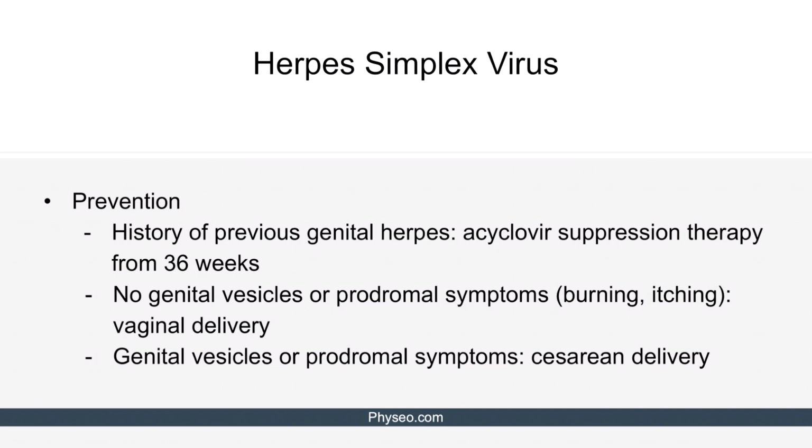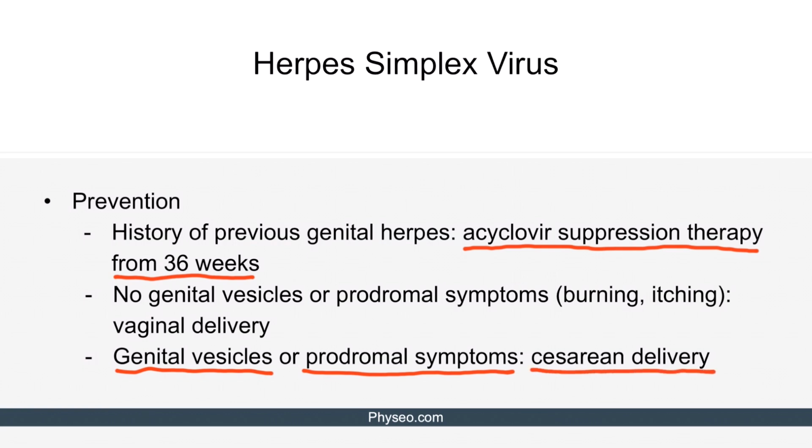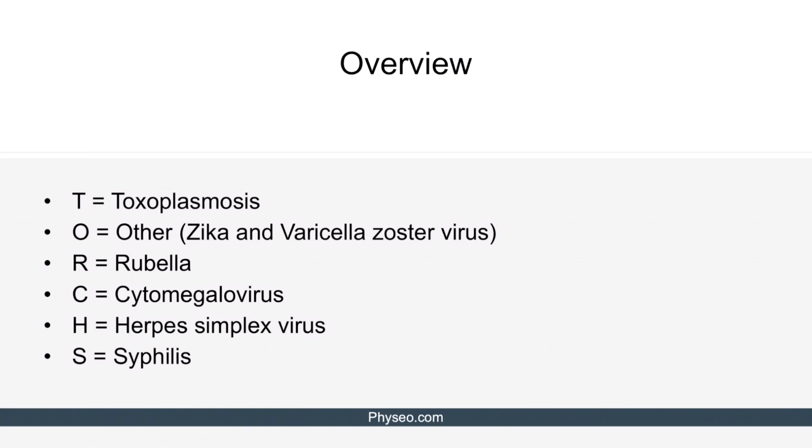If the mother has a history of previous genital herpes, she should be on acyclovir suppression therapy from 36 weeks of gestation until delivery. If at the time of labor there are no genital vesicles or prodromal symptoms like burning and itching, the woman can undergo vaginal delivery. However, if there are genital vesicles or prodromal symptoms, then the woman should undergo cesarean delivery to avoid neonatal herpes infection. Okay, let's move on to the last topic, the S in TORCHES, so syphilis.